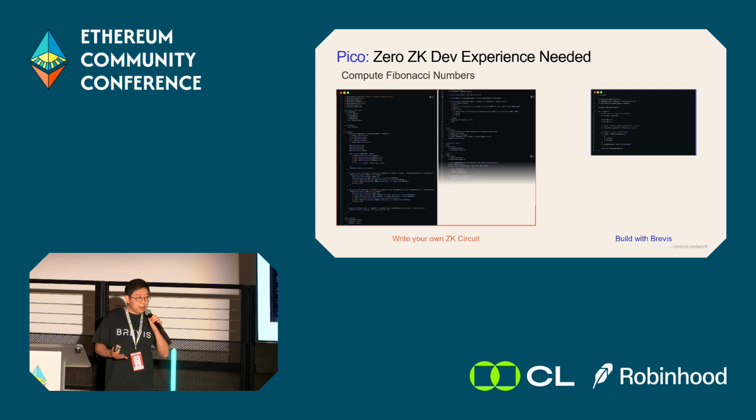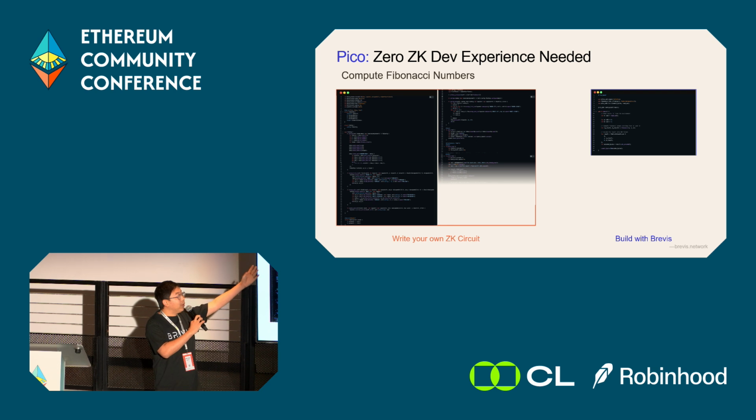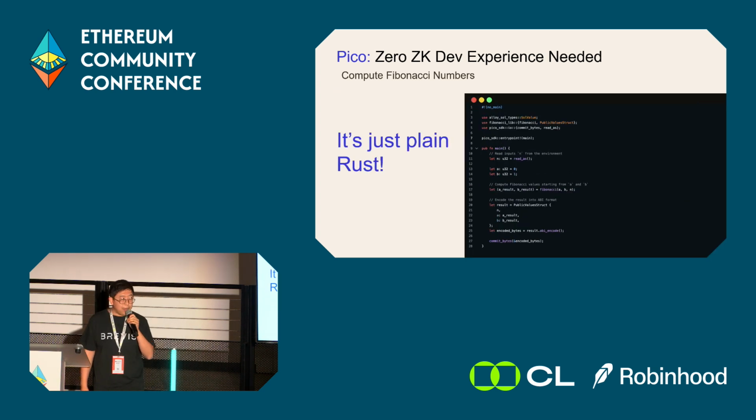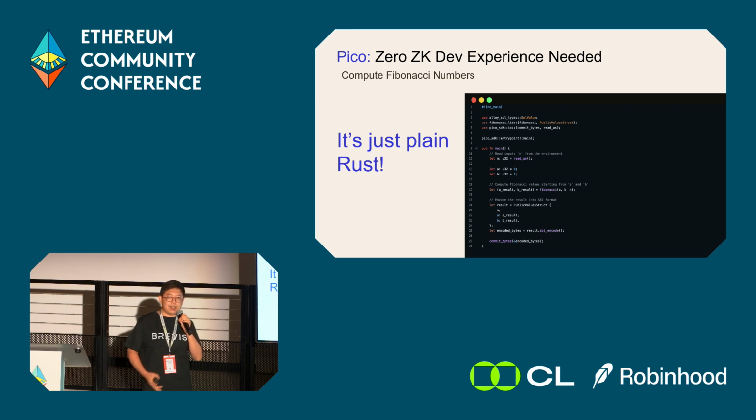The first thing about Pico is that it makes ZK development really friendly for developers. Compared to directly writing your own ZK circuit for, let's say, a Fibonacci number, this is how many lines you need to actually write. Writing the same kind of logic in Brevis Pico zkVM only requires you to write this small amount of code. And the good thing is that it's just plain Rust. Because underlying is a generalized VM, you can really write anything on top.